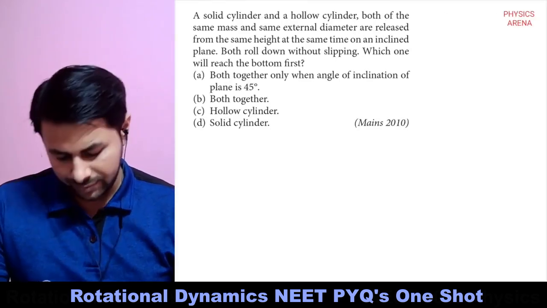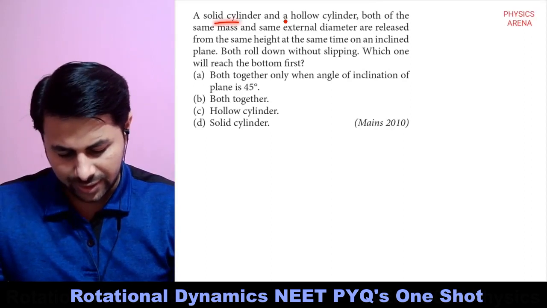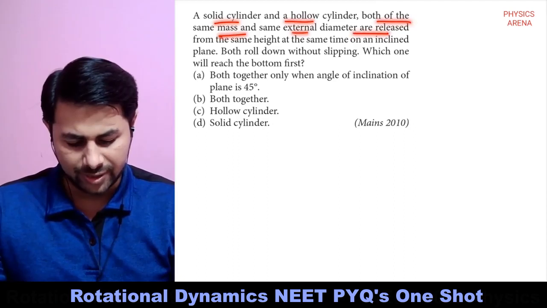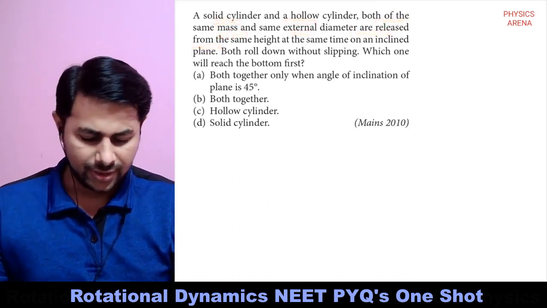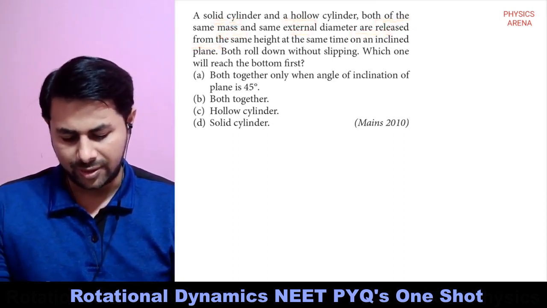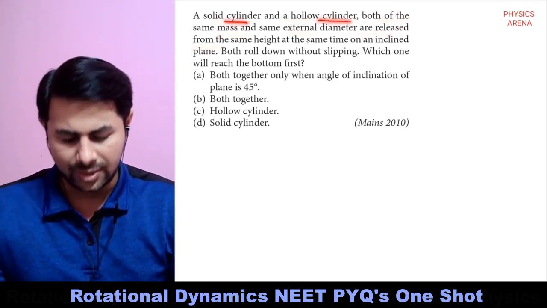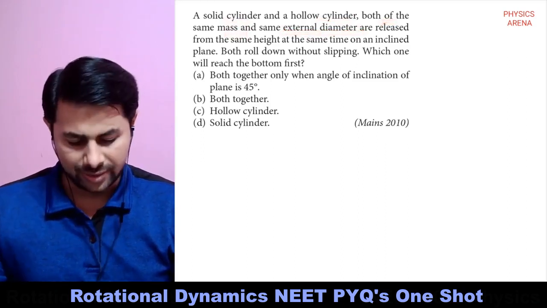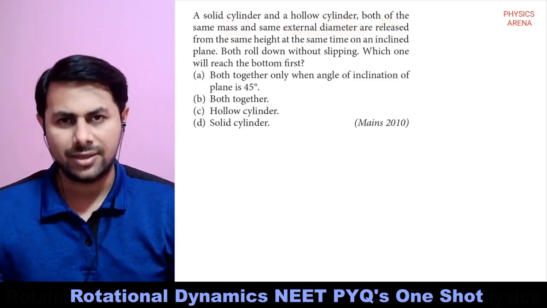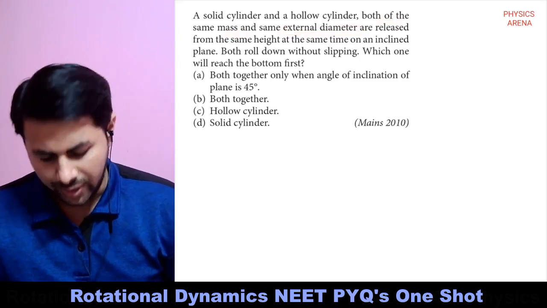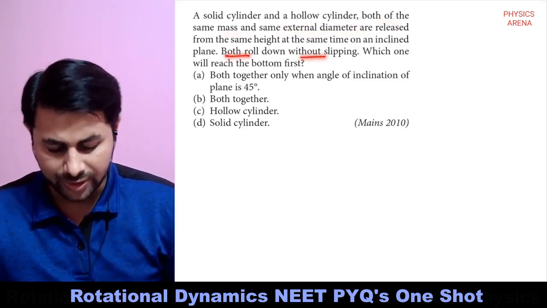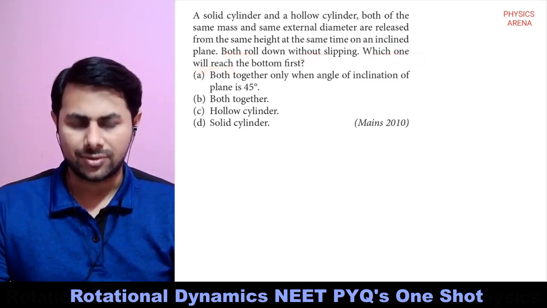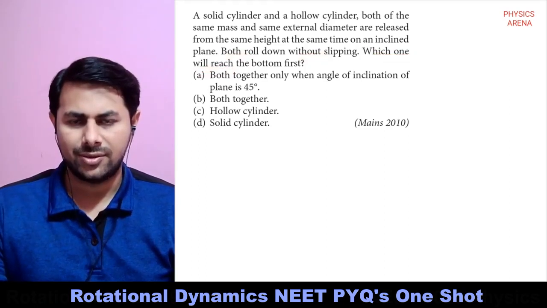Let's see the next question. A solid cylinder and a hollow cylinder, both of the same mass and same external diameter, are released from the same height at the same time on an inclined plane. Both have the same mass and same external diameter, that means the radius is the same. They are released at the same time on an inclined plane. Both roll down without slipping. Which one will reach the bottom first? This is the question.